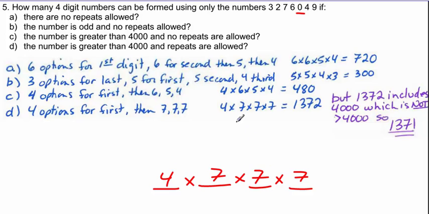And so 4 times 7 times 7 times 7 is 1372. But you want to recognize there that one of those possibilities was a 4 followed by a 0 randomly chosen, followed by a 0 randomly chosen, followed by a 0 again. And in this case, the number 4000 is not greater than 4000. So the 1372 includes the 4000, which is not really greater than 4000. So there are only 1371 possibilities.